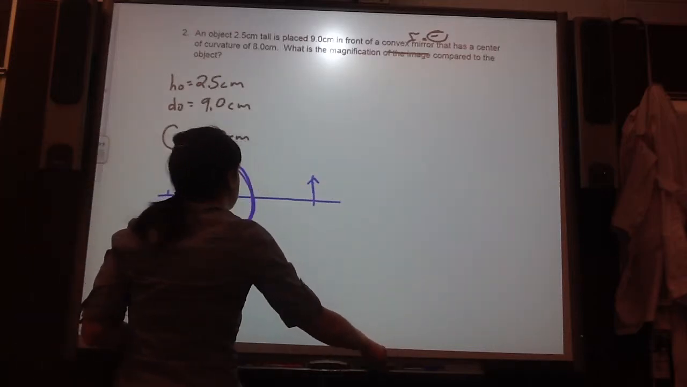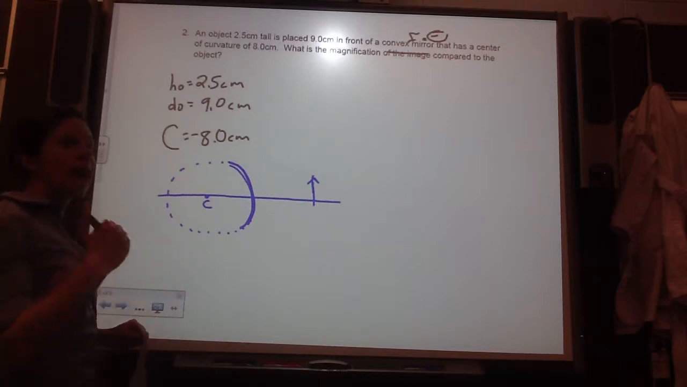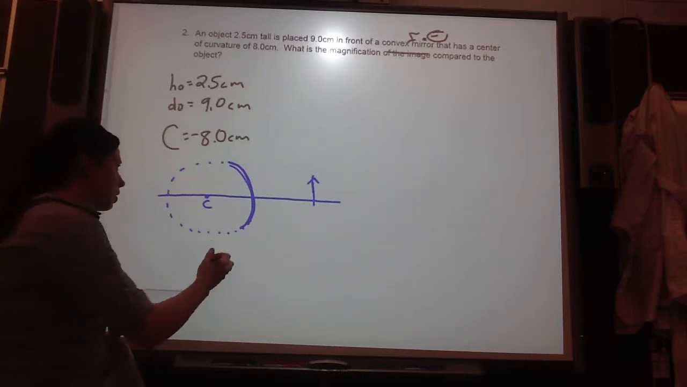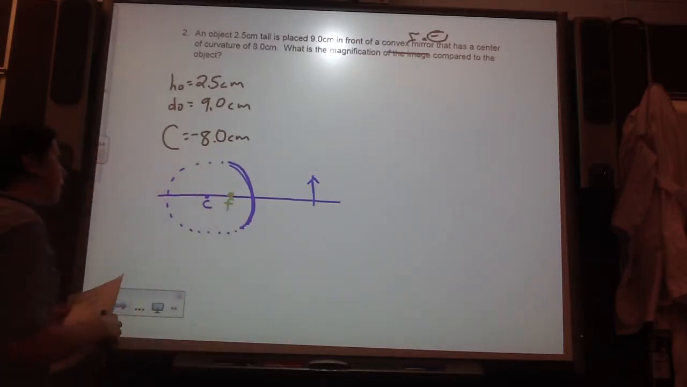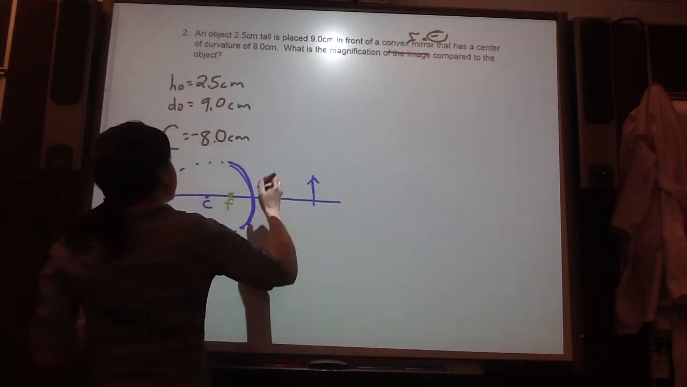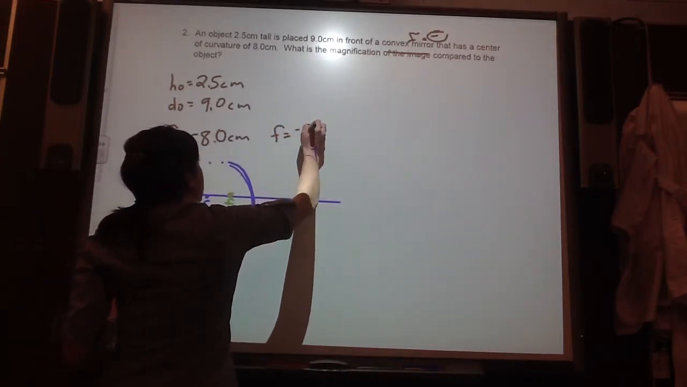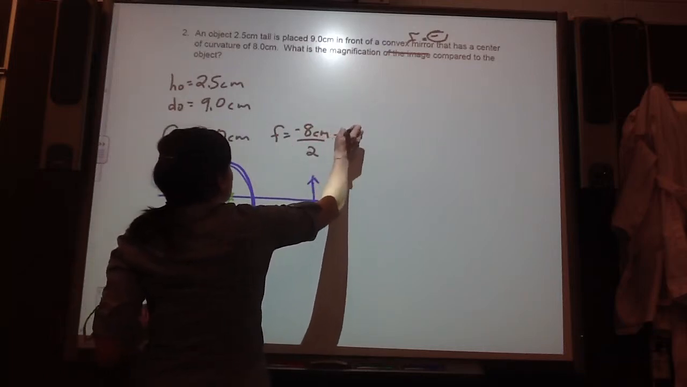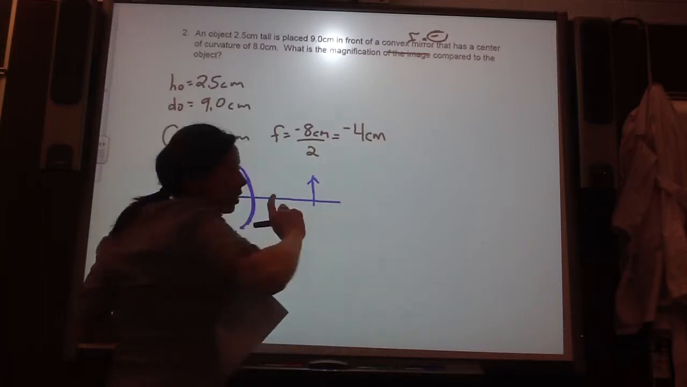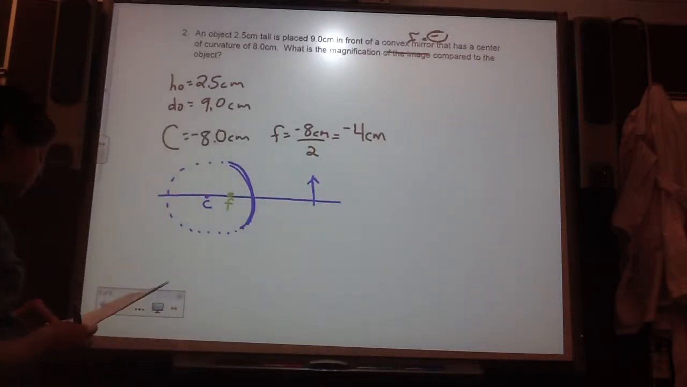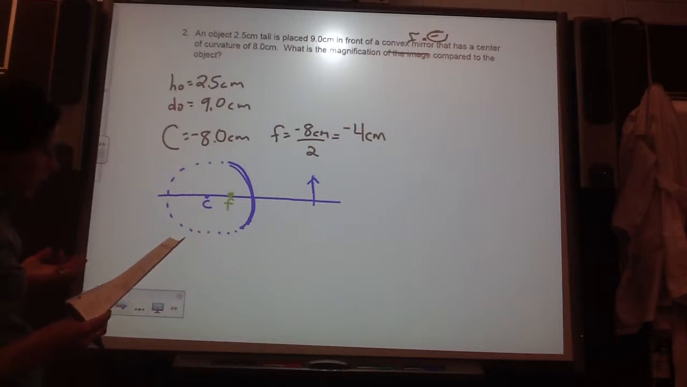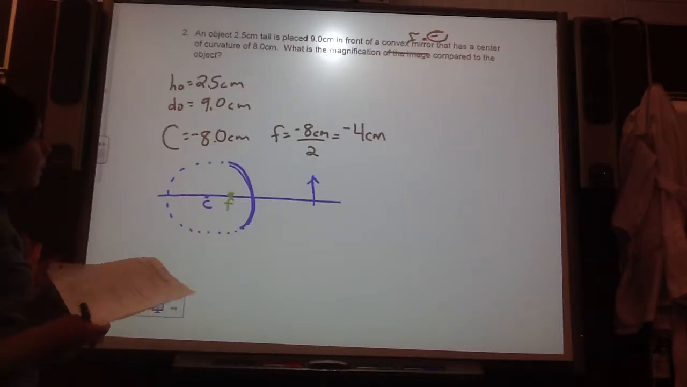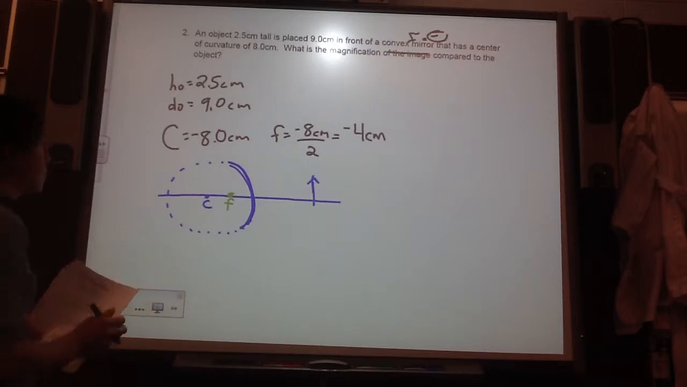And remember we said that the focal length is half of the center of curvature. So our focal point would be right there. And so to find focal length, it's -8 centimeters divided by 2, which you could probably do in your head, I hope, is -4 centimeters. So this is what we know about our object, and we're asked to find the magnification. So we're looking for M.